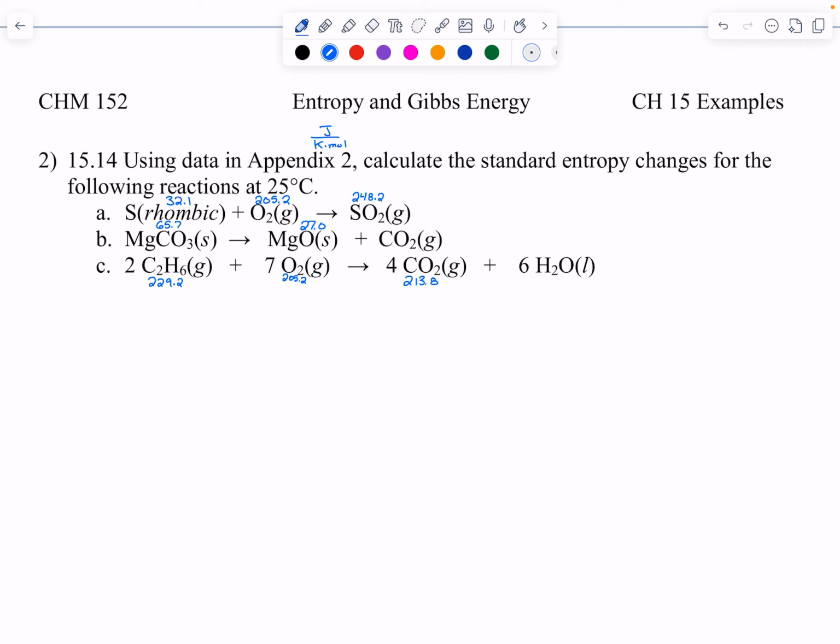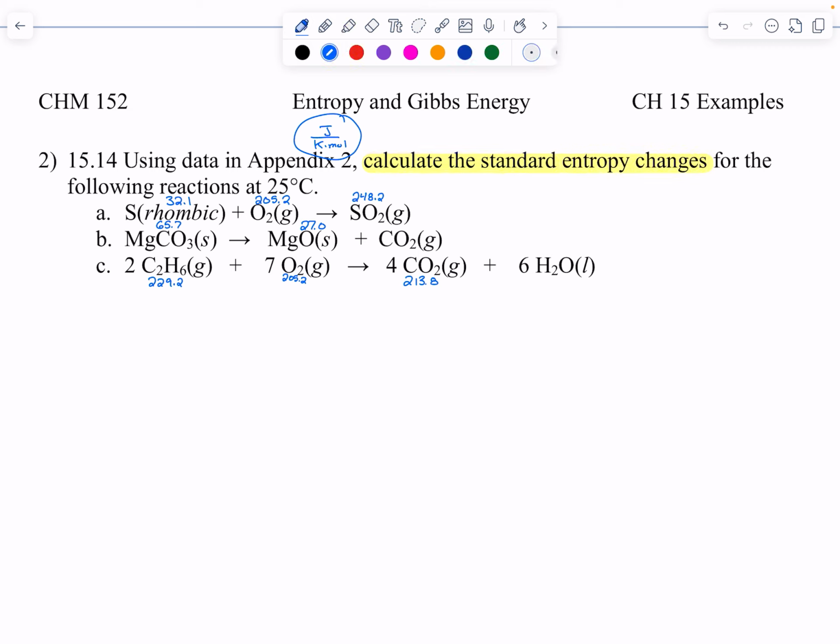All right, so using the data in Appendix 2, and I've written it down because I did not have a picture of it. You get the search, and in our current textbooks it is the last column, and they're all in joules per Kelvin mole. That's the unit. We are going to calculate the standard enthalpy changes for the following reactions.